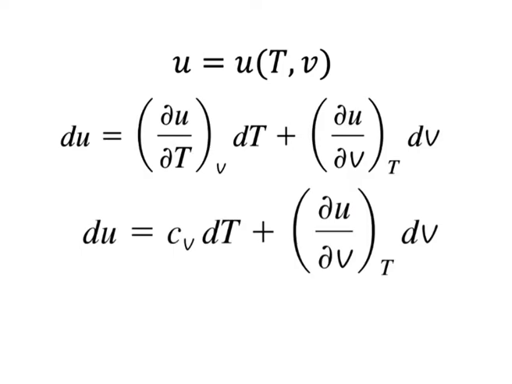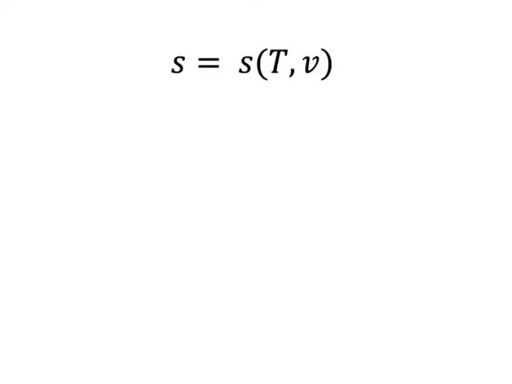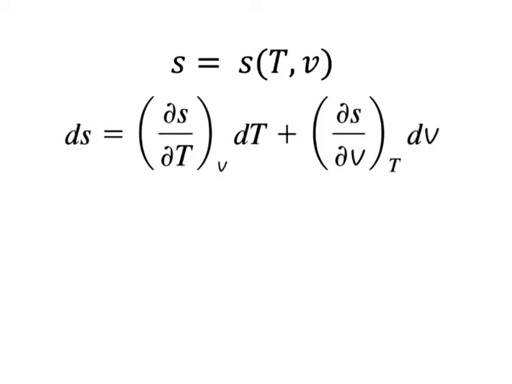Now we choose the entropy to be a function of T and V, that is S is equal to S(T, V), and taking its total differential we get dS is equal to partial derivative of S with respect to T keeping V constant into dT plus partial derivative of S with respect to V keeping T constant into dV.